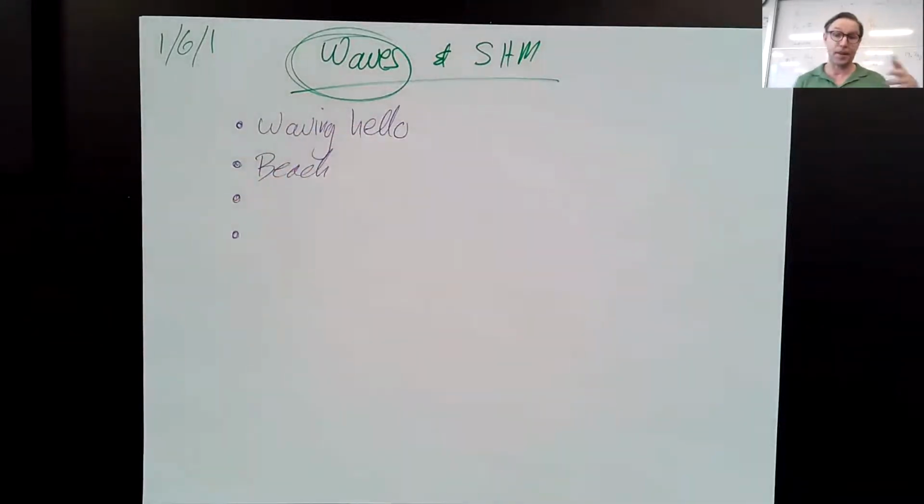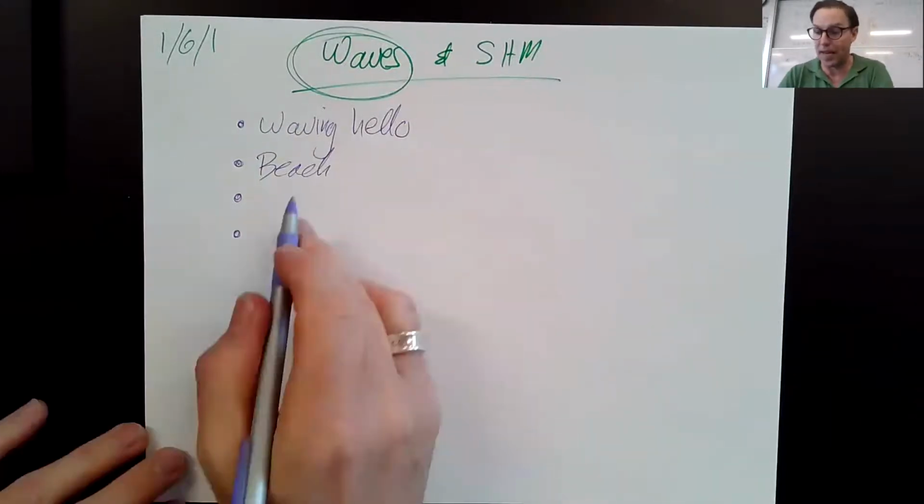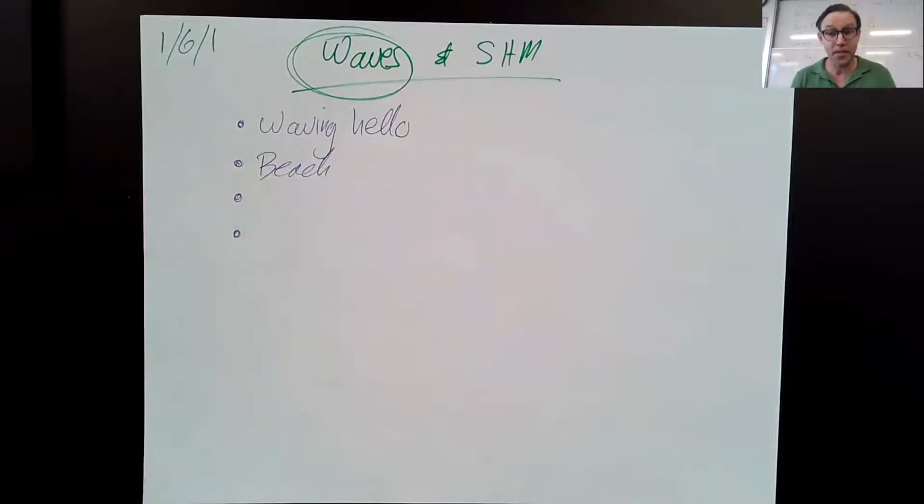Some of you might have recently traveled to the beach. Maybe it was the weekend and you had some time and you drove to the beach and you noticed that the water came in and the water went out. Those are waves. So there's beach waves. And so I wonder if there's something that relates there.